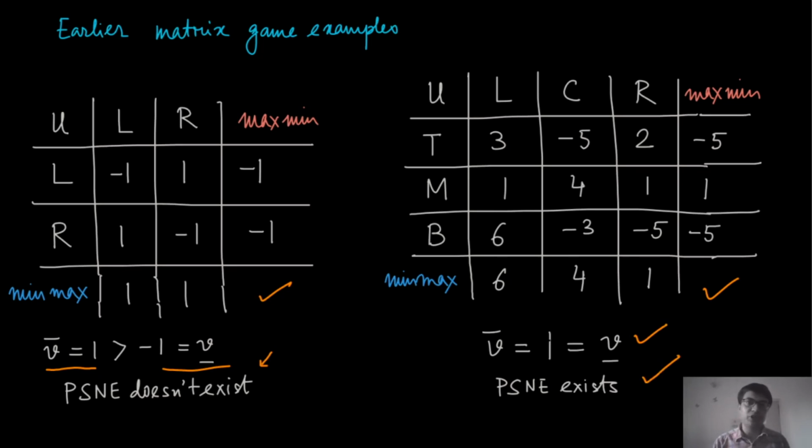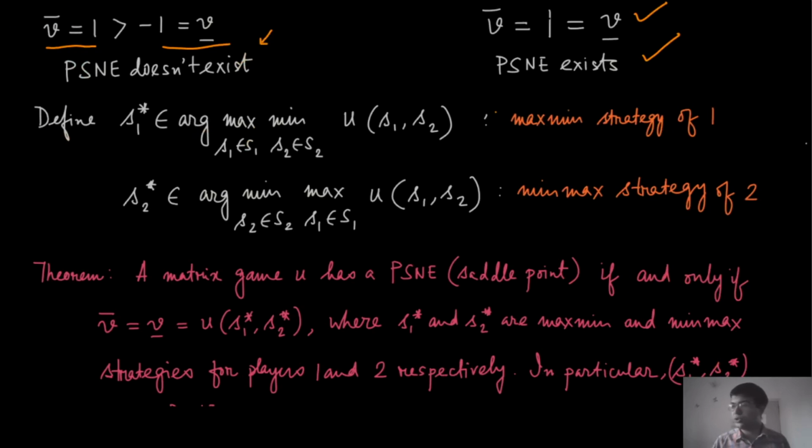So perhaps you are already starting to notice what is happening here. And you can also check with more examples to be sure. But let me tell you that the equality of the max-min and the min-max is essentially necessary and sufficient for the existence of PSNE in matrix games. And that is the result that we are going to prove formally here.